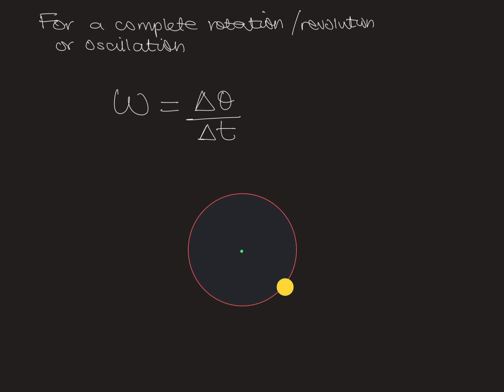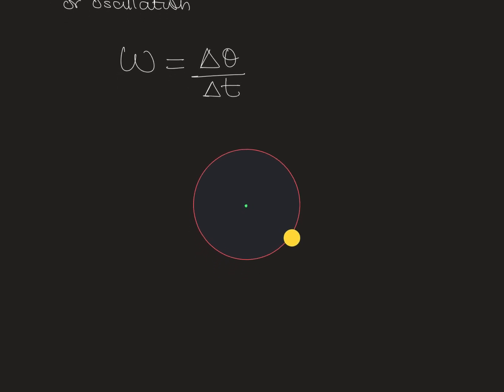If we have an object that starts its motion from this position here and it moves along the circumference of the circle to come back to its initial position, that is called a complete revolution, all right? Or you can call it a complete rotation if the object is just turning around its own axis. It doesn't matter. So what will be the delta theta there? What will be the angular displacement? The angular displacement will be 360 degrees.